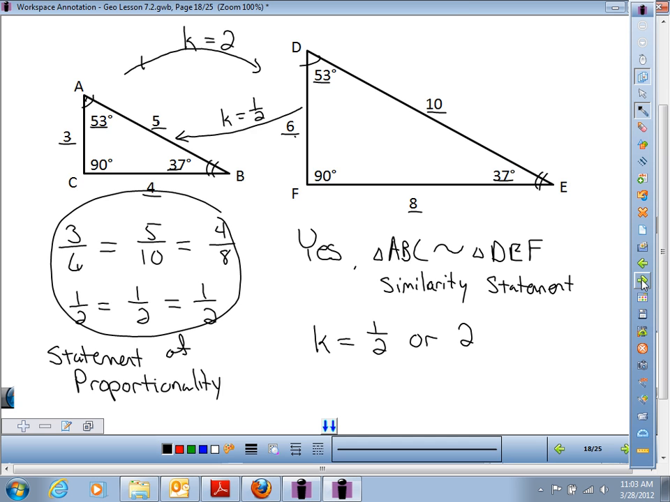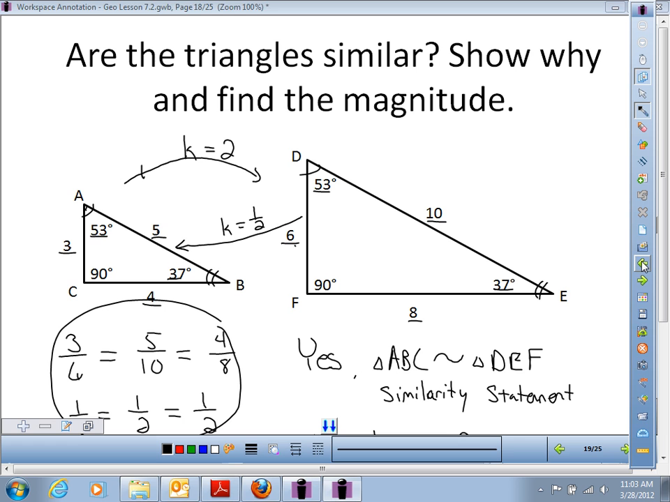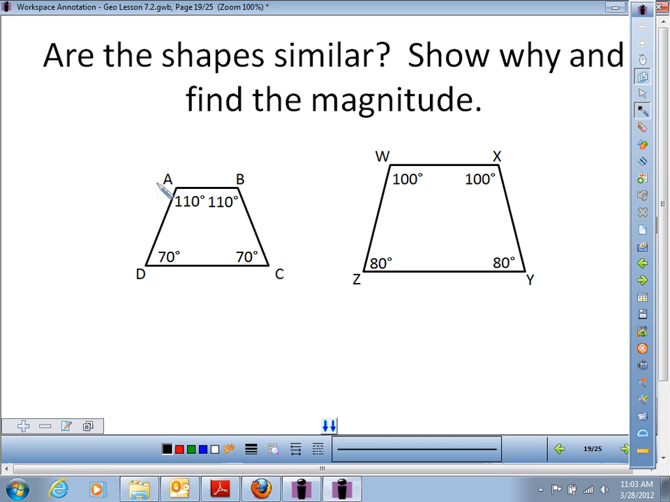All right. Moving on. Are the shapes similar? So again, we need to check the first thing. The first thing, are corresponding angles congruent? So let's look at angle A.